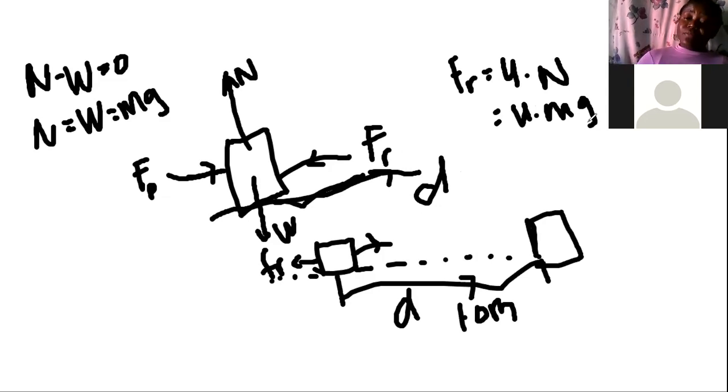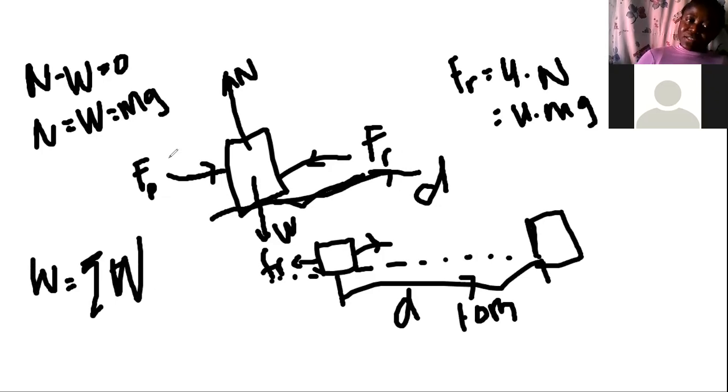Okay, so since this object will only move in the horizontal component, the work done on this object will be equal to what? The net work done on the crate is equal to the summation of the work done by the individual forces acting on the crate.